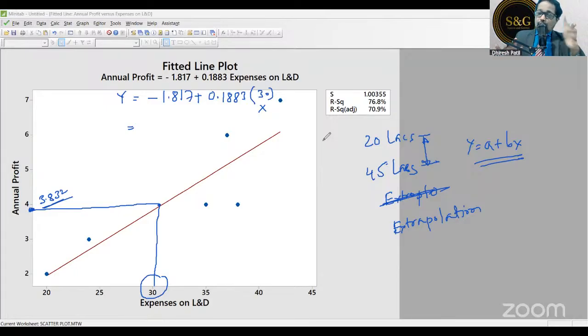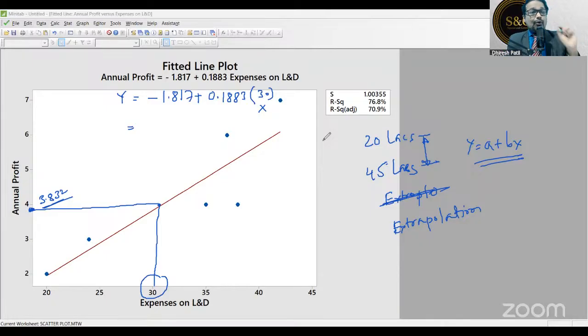Similarly, on the lower side, we have only a 20 lakh rupees limit. Below that, maybe 15 lakh, 10 lakh rupees, this equation will not be valid. See, mathematically, we can calculate. Mathematically, you are right, minus 1.817, but this equation is not valid below 20 lakh rupees. Are you clear? Just type yes in the chat box. Everybody with me? So this is called extrapolation, which is predicting beyond the range of the equation, and it should generally be avoided. Unless you are the master of the subject, the master of the business, then you can predict. Otherwise, you should be avoiding it.